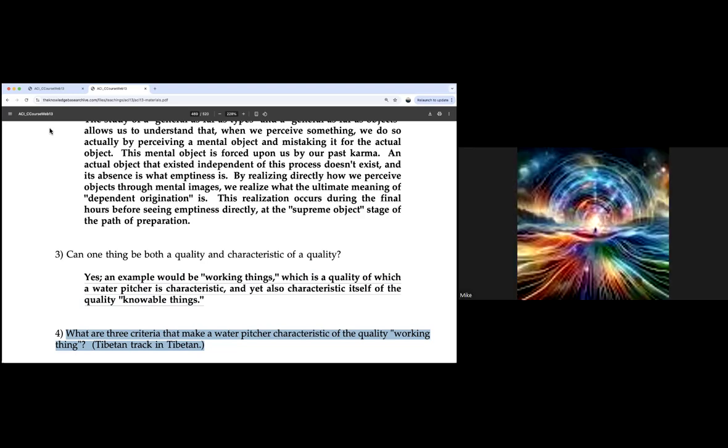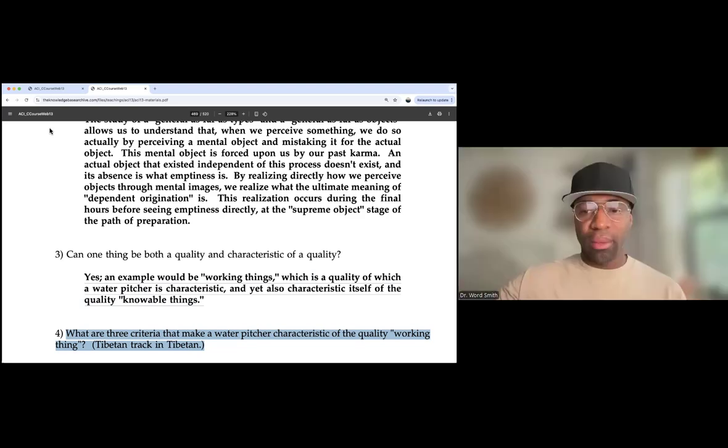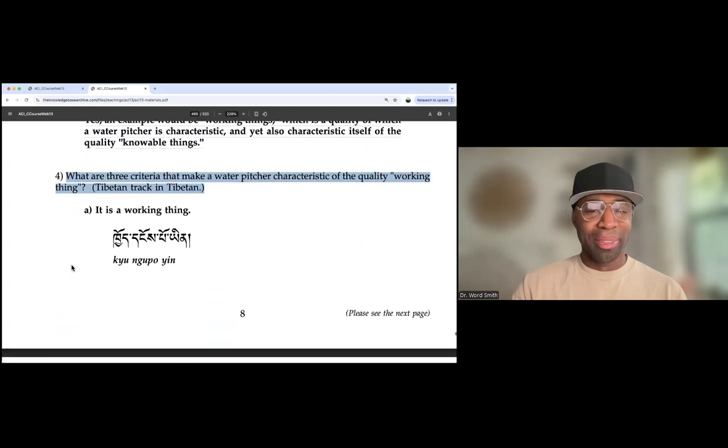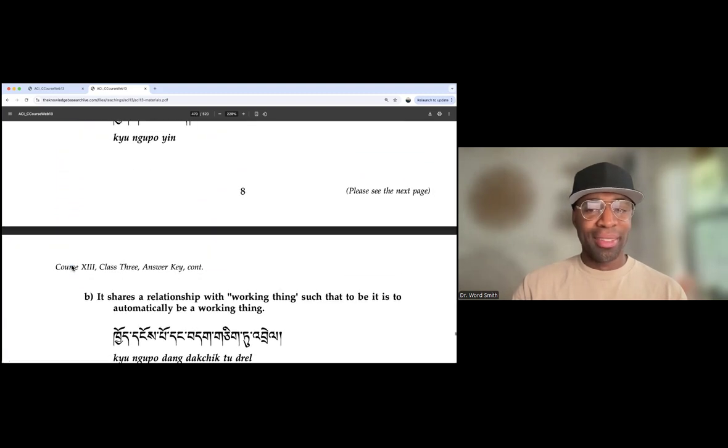I don't know. One, it belongs to the group working things. I guess so. I mean, are they asking for like, is it changing? Because it changes moment by moment? Oh, I just don't know the question. It is a working thing. That helps.